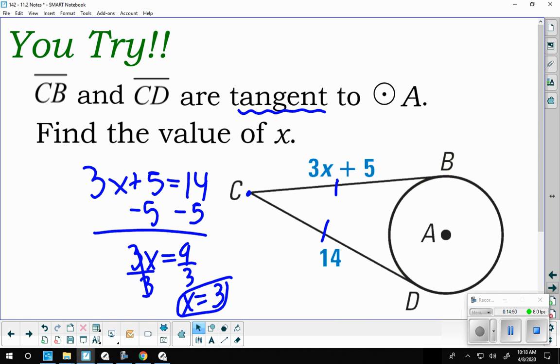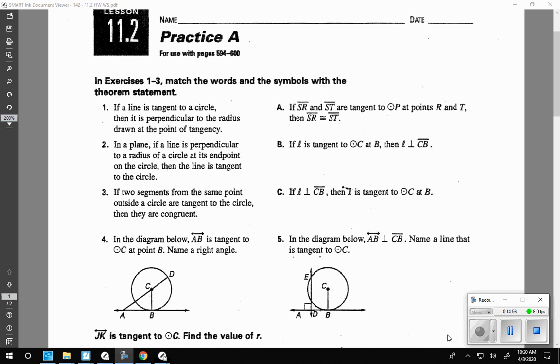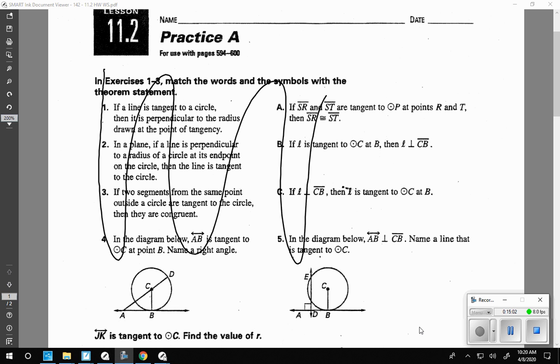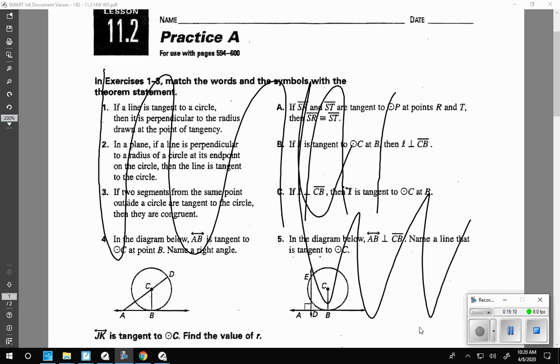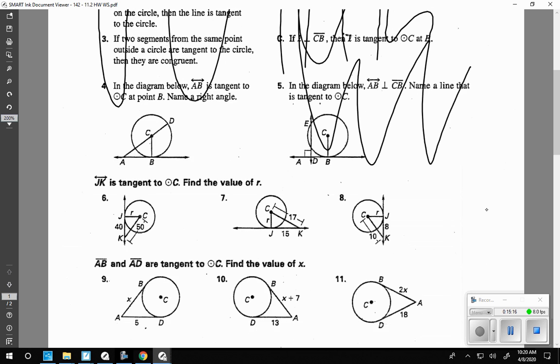And that's it. I'm going to look over the homework with you. All right, so I'm actually going to have you skip. You don't have to do 1 through 4. Don't worry about that. Actually, you don't have to do 5 either. So don't worry about 1, 2, 3, 4, and 5. I want you to just start at 6.